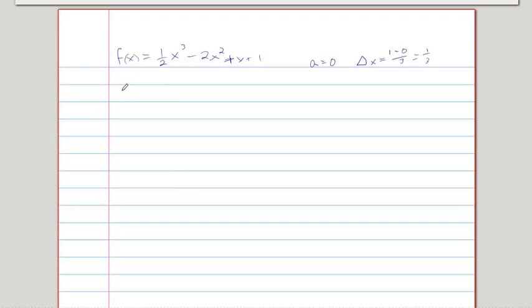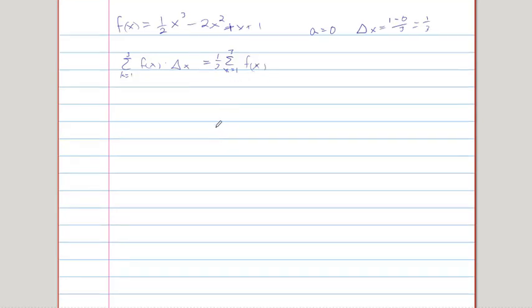Alright, so I'm going to calculate the sum from 1 to 3 of f of x delta x. Now the delta x in my case is 1/3. It's a constant, so in this class you'll always be able to bring the 1/3 out, but in a higher math class that won't necessarily be constant, so you won't necessarily be able to bring that delta x out.